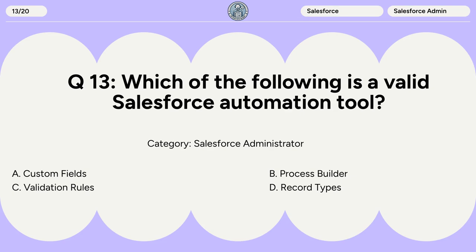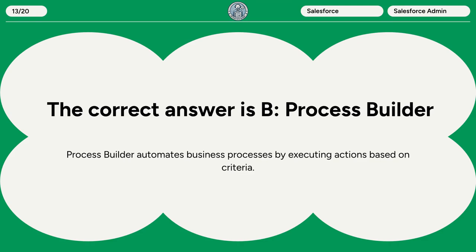Question 13. Which of the following is a valid Salesforce automation tool? A. Custom fields. B. Process builder. C. Validation rules. D. Record types. The correct answer is B. Process builder. Process builder automates business processes by executing actions based on criteria.